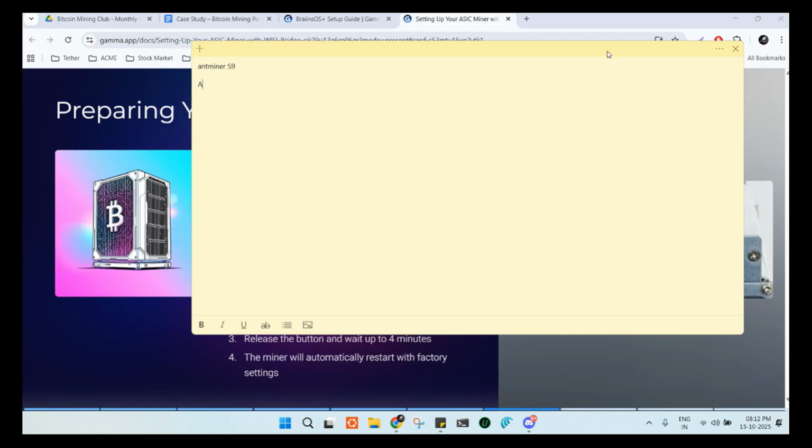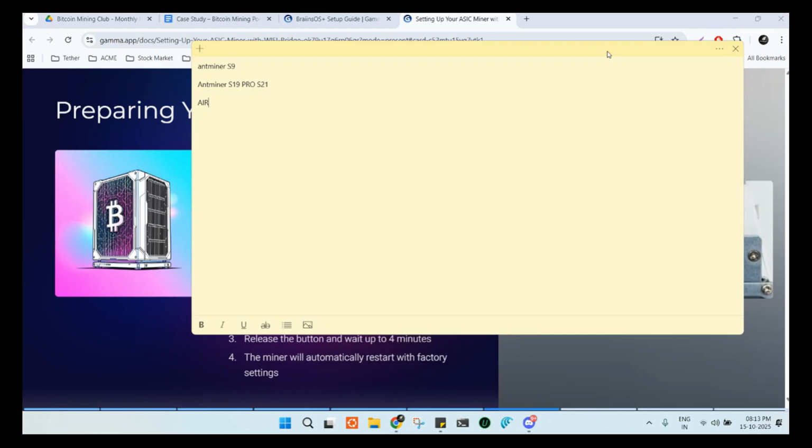Means there are so many versions, but S19 is also very popular. S19 Pro is there, S21 is there. Okay, but this is not just a model number. There are also different variants of this model number as well. If you search, there are three main types of miner you will get.